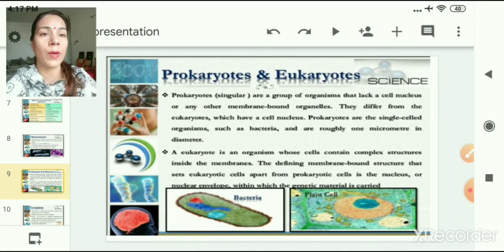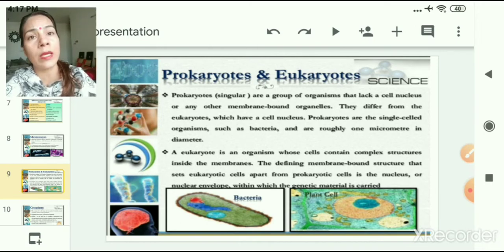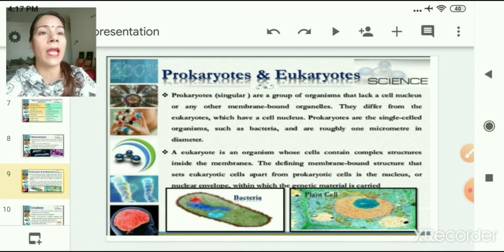Now let us discuss prokaryotes and eukaryotes. Prokaryotes are the type of cells in which the organism lacks a nuclear membrane around its nuclear material. So here membrane bound organelles are absent in prokaryotes. They differ from the eukaryotes, which have a cell nucleus. And eukaryotes also have membrane bound organelles in them, which are completely absent in prokaryotes.